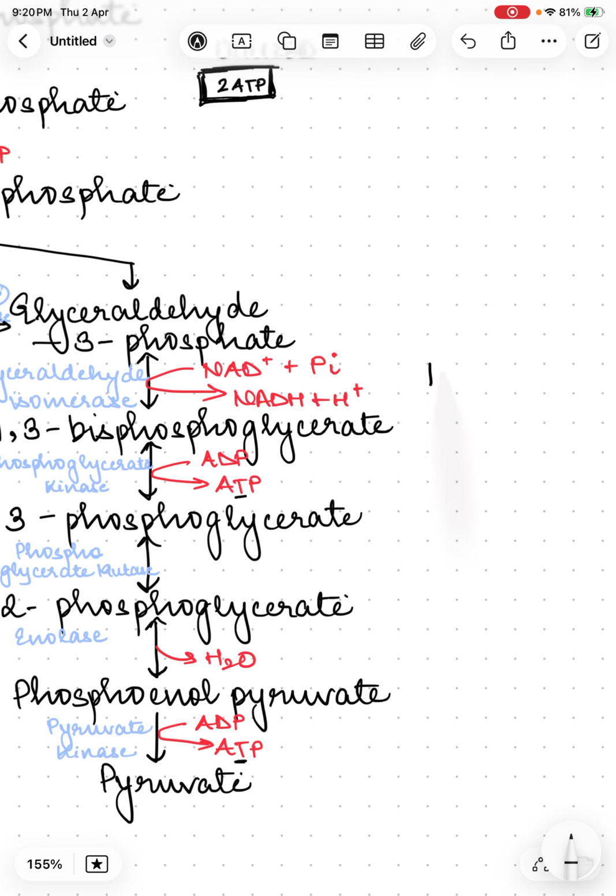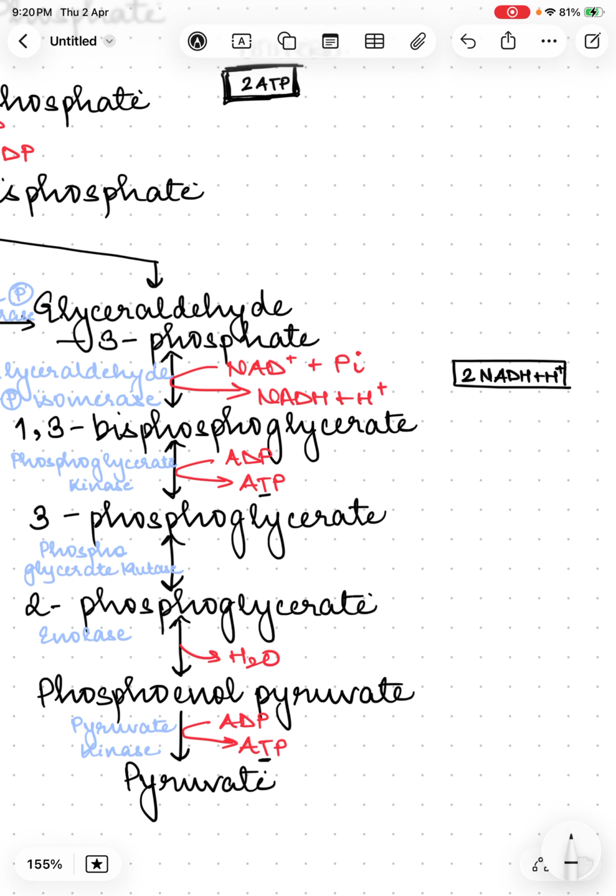So now in this reaction we have 2 molecules of NADH plus H plus, as now we are proceeding with 2 molecules of glyceraldehyde 3-phosphate. Now further, this 1,3-bisphosphoglycerate gets converted into 3-phosphoglycerate by synthesizing 2 molecules of ATP. And the enzyme involved in this reaction is phosphoglycerate kinase.